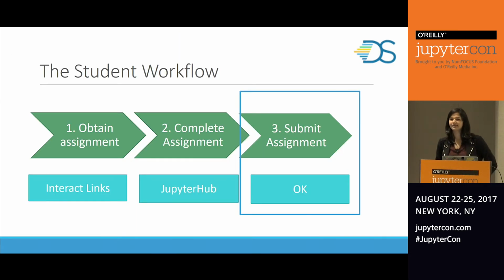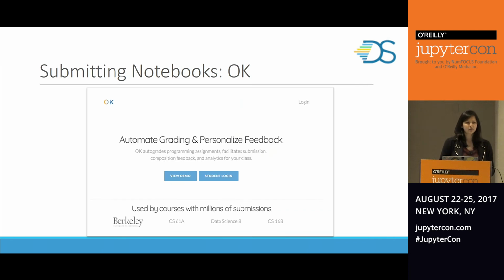All right, and then the final piece of the workflow after students have obtained files, worked on them, and finished working on them is to submit them. So for the submission portion, students use a tool called OkPy. This tool was developed at Berkeley by another student who, at the time, was a TA for one of the undergrad computer science classes. That class is also huge. It has like 2,000 students right now.